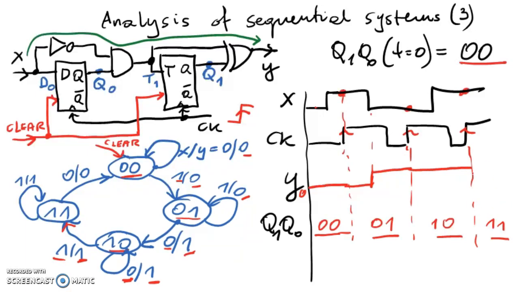The next state starts from this edge and it is the 1, 1 state. The read output is the same as the x input, and y simply follows x. X is equal to 1, so y will be 1 as well. And this finishes our analysis.